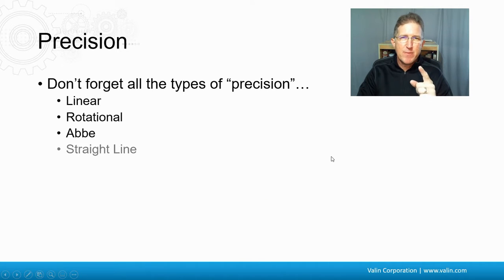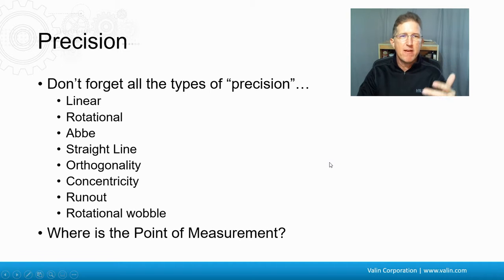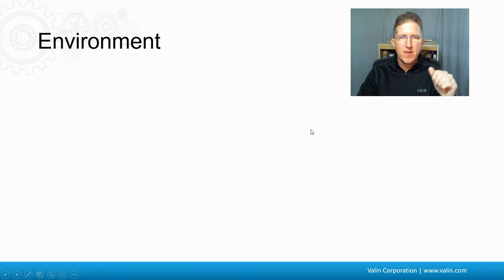Don't forget all the types of precision. I talked about linear, rotational, Abbe error, straight line, orthogonality, concentricity, runout, rotational wobble. And of course, where is the point of measurement? Is it at the actuator itself? Is it an inch above? Is it 2 inches above? Is it off to the side? Where is that point of measurement that's actually important?